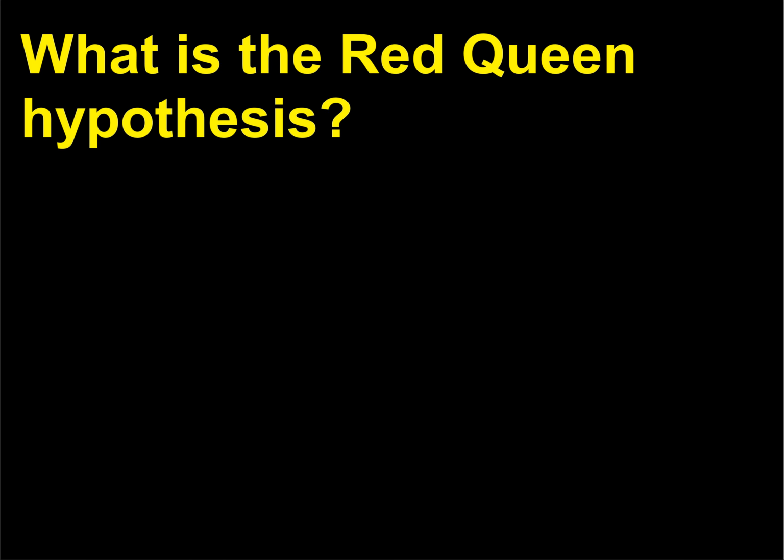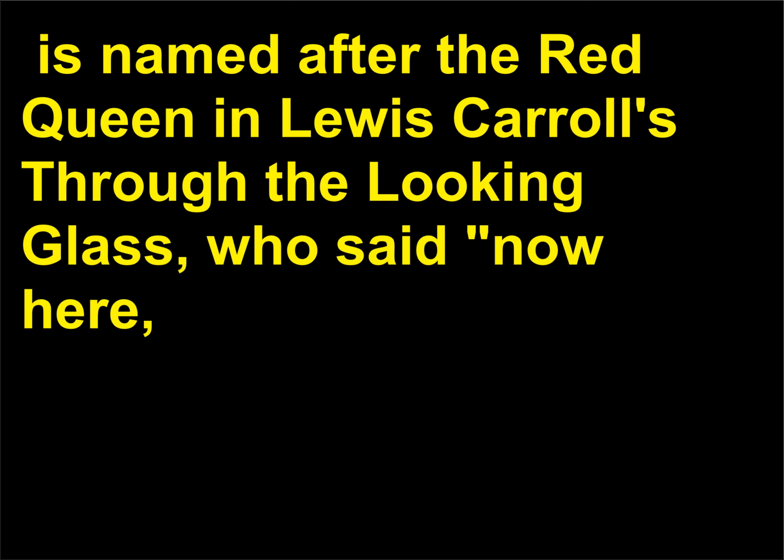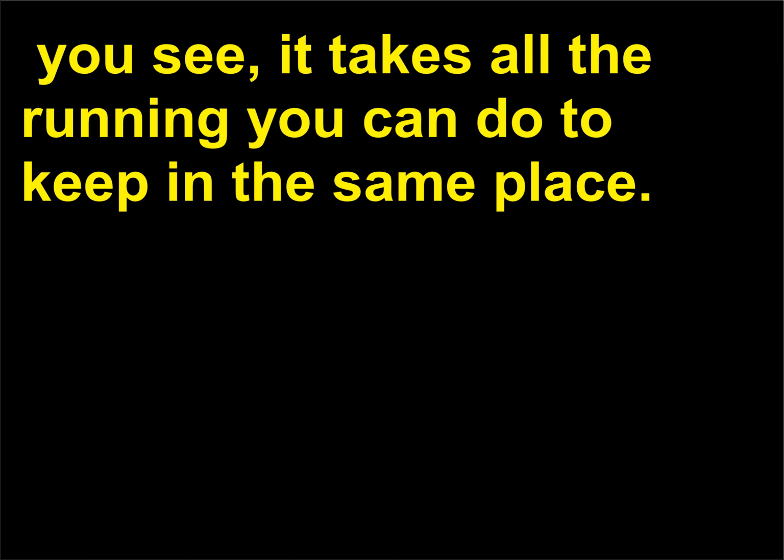What is the Red Queen hypothesis? This hypothesis, also called the law of constant extinction, is named after the Red Queen in Lewis Carroll's Through the Looking Glass, who said, "Now, here, you see, it takes all the running you can do to keep in the same place."